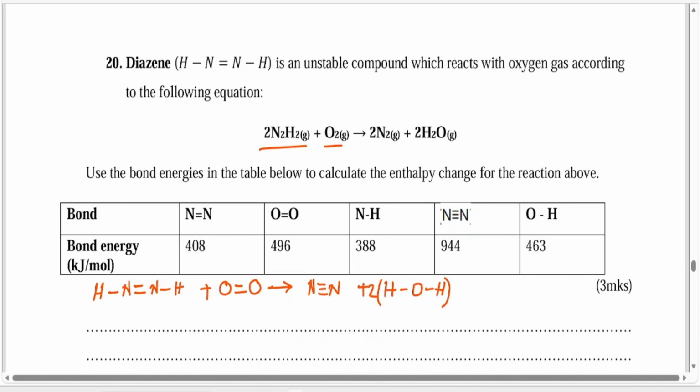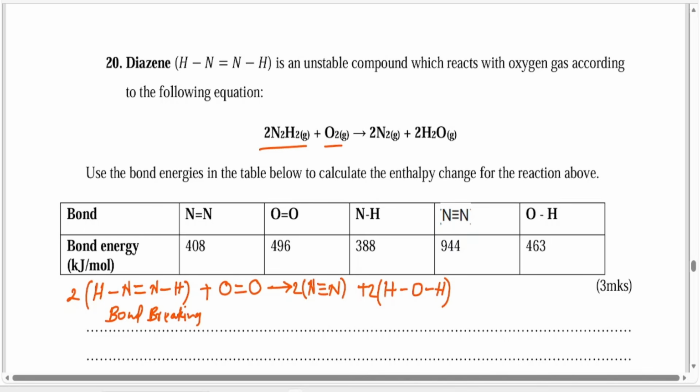Water is balanced with 2, nitrogen is balanced with 2, diazine is balanced with 2. So looking at the bonds that we are given, we are going to do the bond breaking. Bond breaking is always on the reagent side.